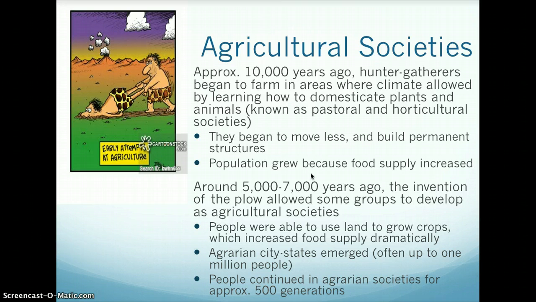So when the population increased dramatically as well, these agrarian city-states emerged, and they contained often up to 1 million people in one city. And this type of society continued for approximately 500 generations. So think again, if you will, you consist of a generation, your parents are the second generation, grandparents are the third, if we're counting backwards. 500 generations. I doubt that anyone here knows anybody in their family 500 generations ago. And that gives you an idea of, again, how slow change was at the beginning, how slow society evolved from the beginning of societies up through modern times.